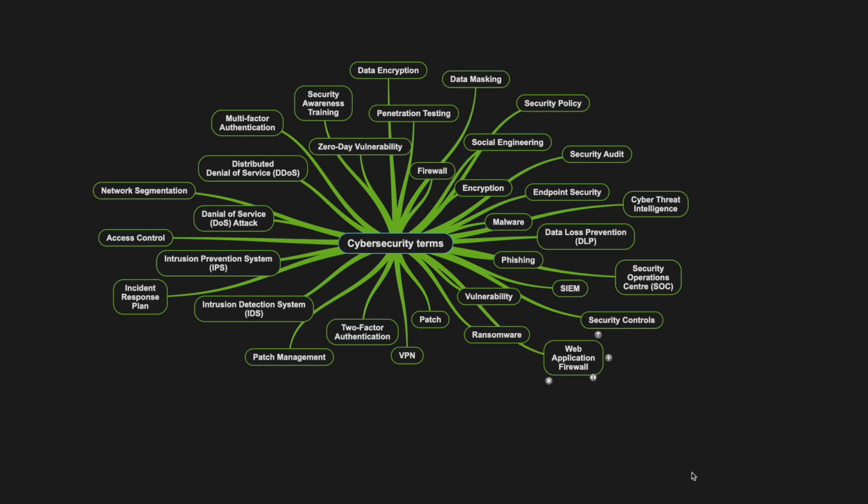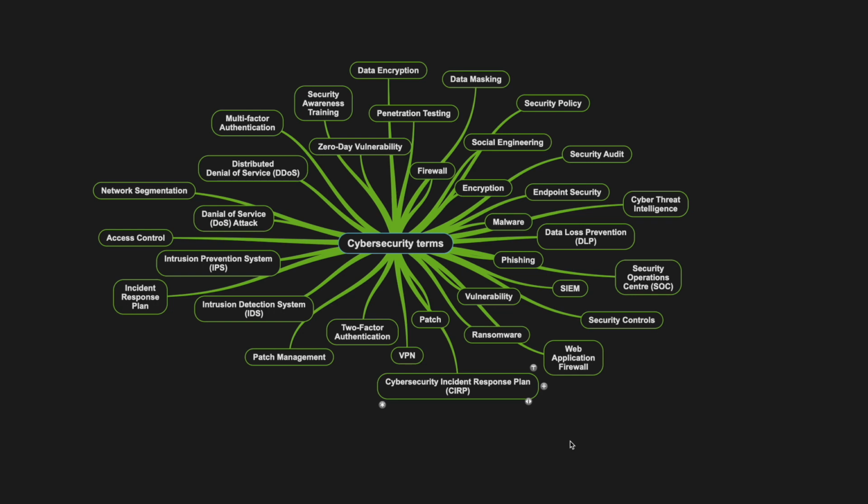Now, let's talk about the web application firewall. A security tool or appliance that monitors and filters HTTP traffic between web applications and clients to protect against common web-based attacks such as SQL injection, cross-site scripting, and cross-site request forgery. That's CSRF.